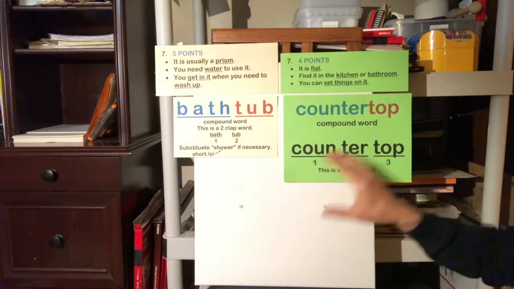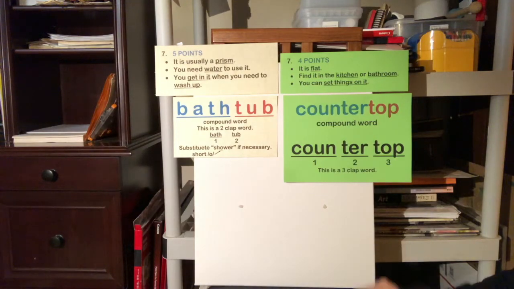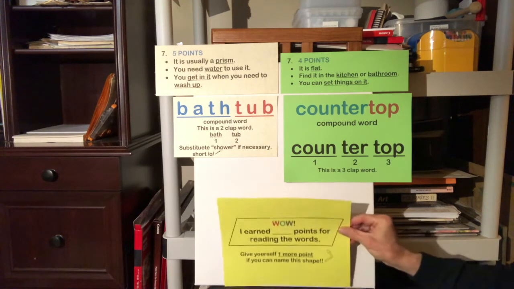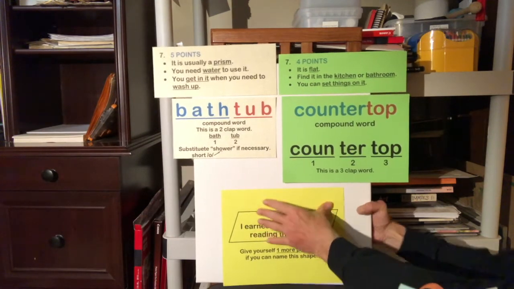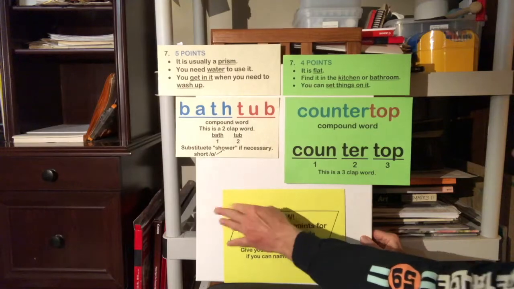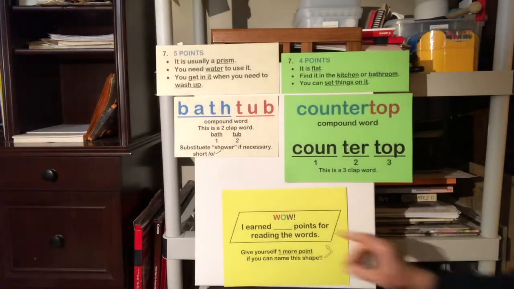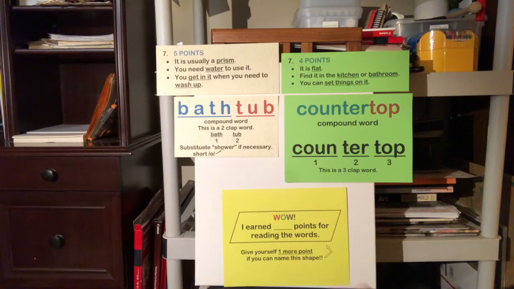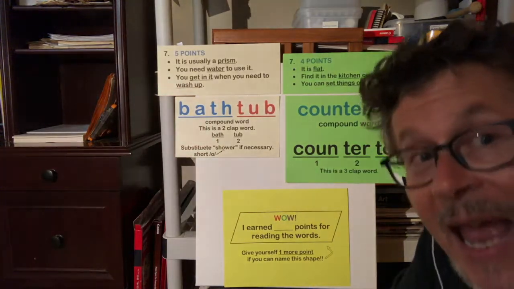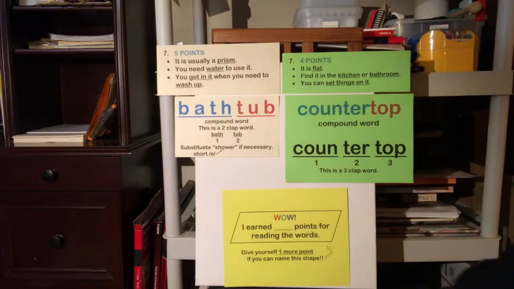Parents, grandparents, moms, dads, this is all in the video support section on the website, so you can print out anything that you want or take photos or screenshots. I also included this little certificate. There's no name line on it, but the kids can write their name at the top if they want to. It says, wow, I earned, you fill in, blank points for reading the words and finding the objects.